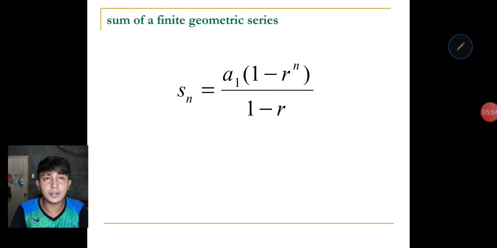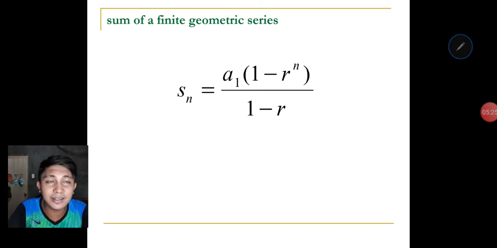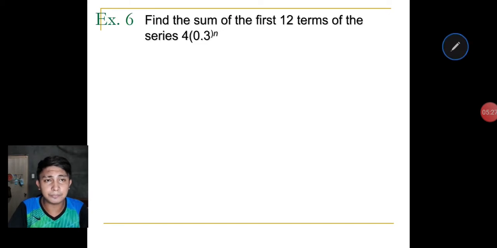Okay, so, we have now the formula for finding the sum of a finite geometric series. Finite na, ibig sabihin, the geometric series has an ending. So, S sub n is equal to a sub 1 times 1 minus r raised to n over 1 minus r. Okay?